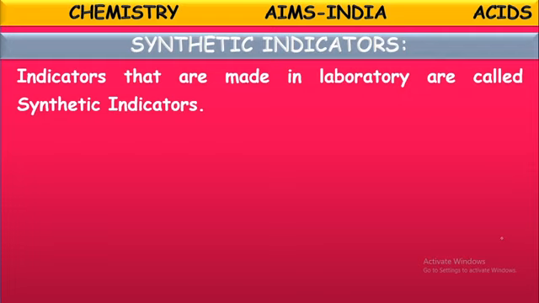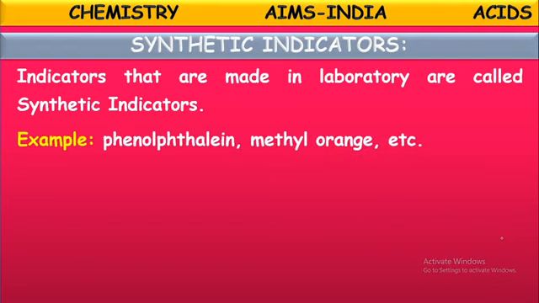Indicators that are made in the laboratory are called synthetic indicators. Yes, by using chemical substances, these indicators are prepared in the laboratory and hence they are called synthetic indicators. For example, methyl orange, phenolphthalein, etc. These all come under synthetic indicators or man-made indicators because they are prepared in the laboratory.